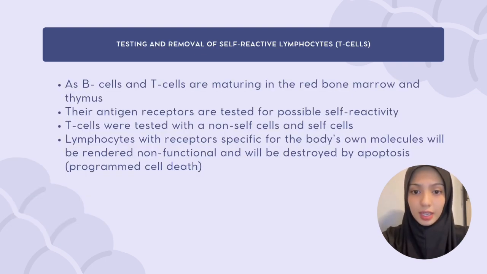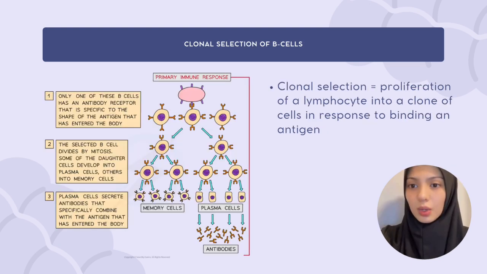Now is the testing and removal of self-reactive lymphocytes. The antigen receptors of B cells and T cells are tested for possible self-reactivity, because lymphocytes with receptors specific for the body's own molecules are rendered non-functional and will be destroyed by apoptosis. T cells are tested with non-self cells and self cells. What is clonal selection? Clonal selection is the proliferation of lymphocytes into a clone of cells in response to binding an antigen.